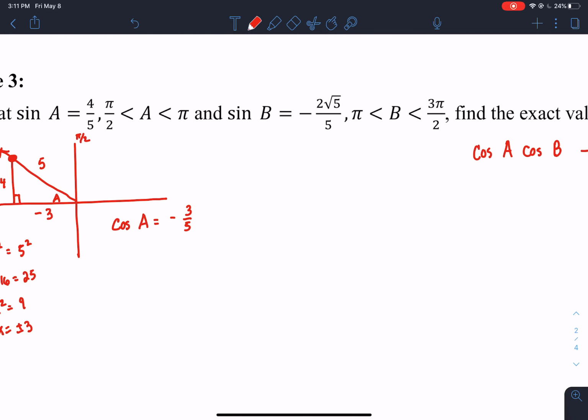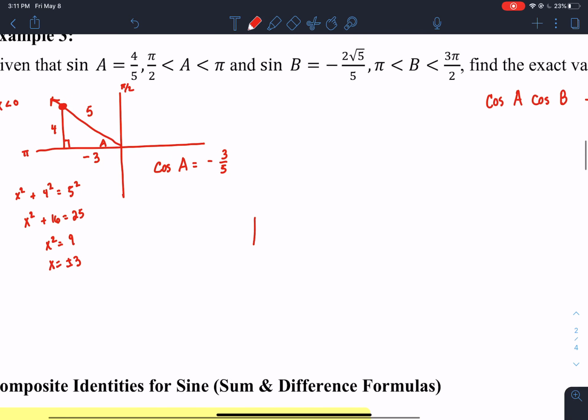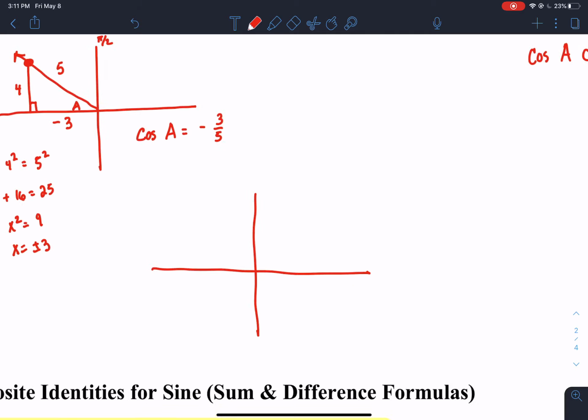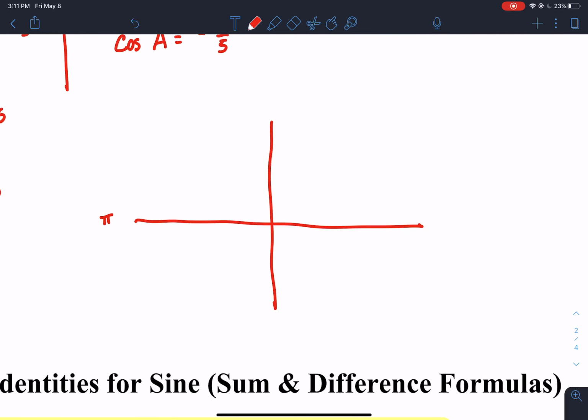Okay, now you're going to do the same thing for the second one. All right, so sine of B is negative 2 root 5 over 5, and that's between pi and 3 pi over 2. So it's got to be in quadrant 3.